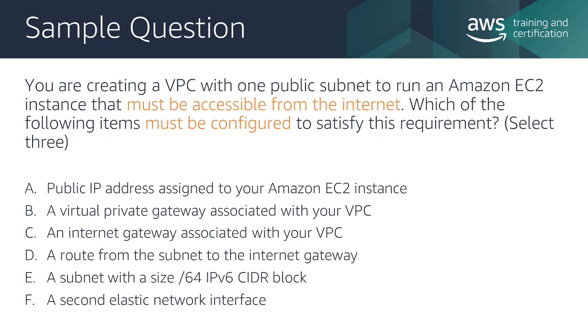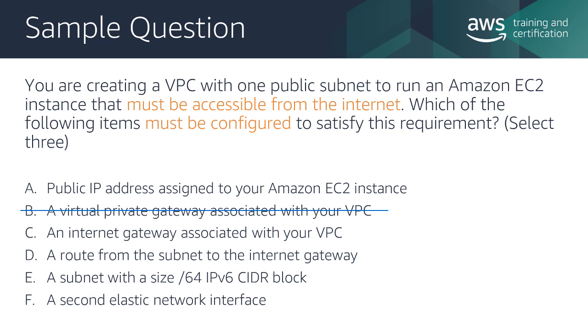Creating a VPC, 1 public subnet to run an EC2 instance that's accessible from the internet. This is a very simple architecture. Which of the following, pick 3, must be configured to satisfy this requirement? Okay, so what are we going to get rid of?